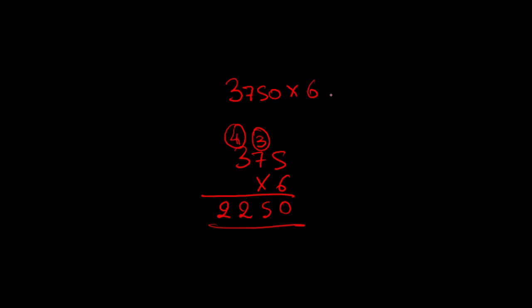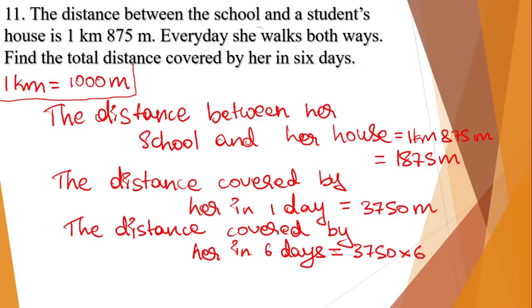Now we will get 2250. Now we have ignored 1 0, right? Now we will add it at last. So we will get 22,500 meters. So our answer will be 22,500 meters. Now this is the distance covered by her in 6 days.